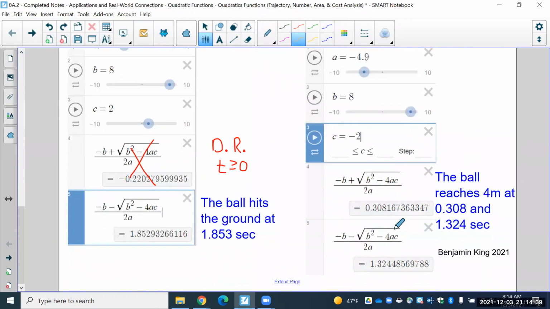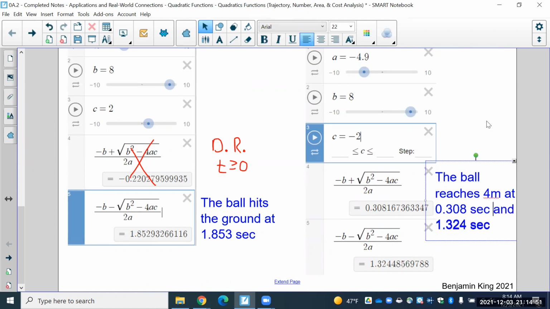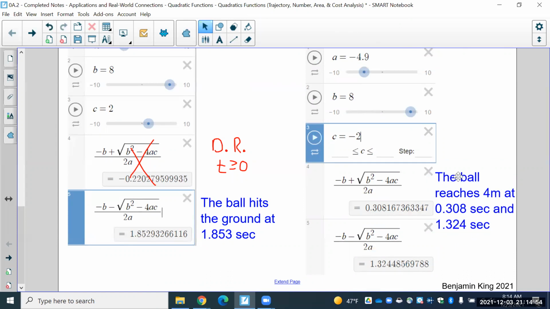Now, both these work because they're both positive, all right? And what's going to happen is that I'm just going to say that the ball reaches 4 meters at this height, at these times, at this many seconds and this many seconds. And it's important to write that out so you can understand what's happening and that you get used to writing word problems out with a sentence.